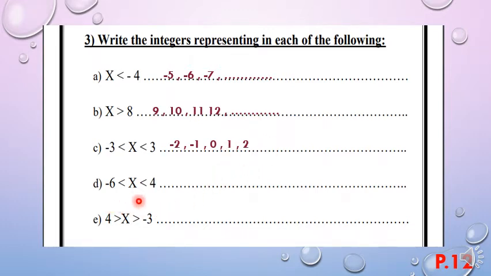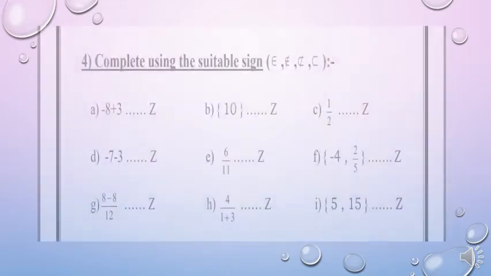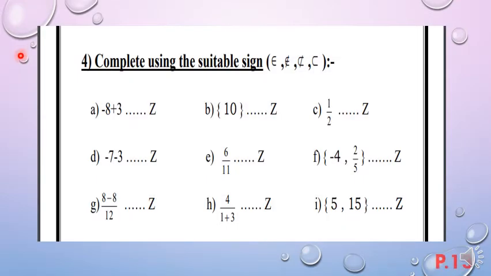Letter D, x bigger than negative 6, smaller than 4. So we are going to start with negative 5, negative 4, negative 3, negative 2, negative 1, 0, 1, 2, and 3. E, x bigger than negative 3, smaller than 4. So x equals negative 2, negative 1, 0, 1, 2, 3. We are in page 13, number 4.